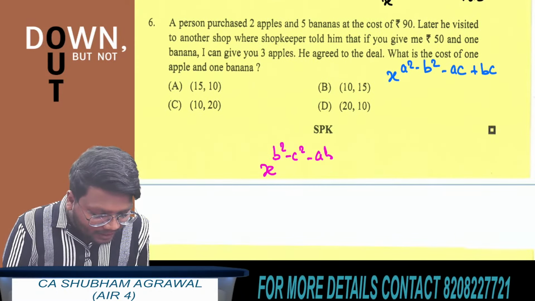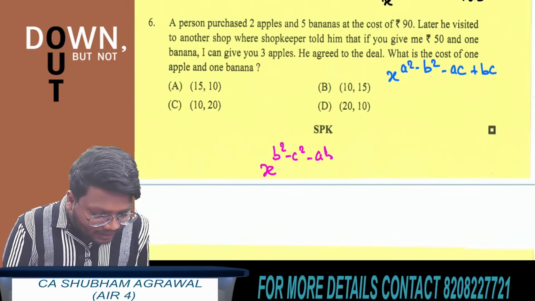Minus a square plus a square, this also gets cancelled. After this, minus ab plus ab, this gets cancelled. Minus bc plus bc, this also gets cancelled. And plus ac minus ac, this also gets cancelled. What is the answer? X to the power 0, which is equal to 1. In exam, you can get the answer directly also.